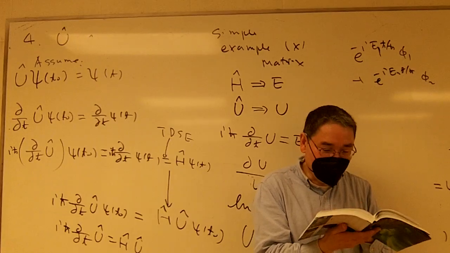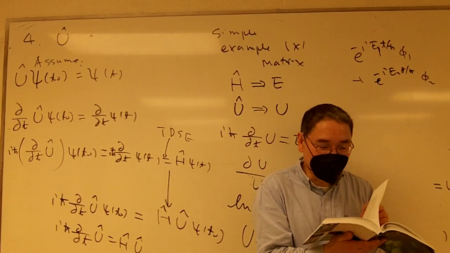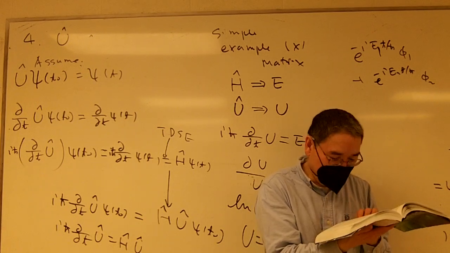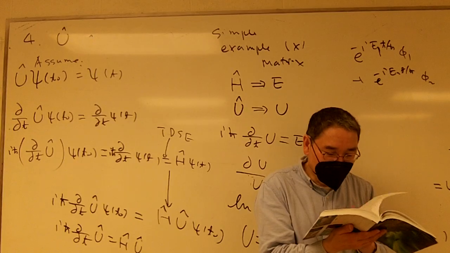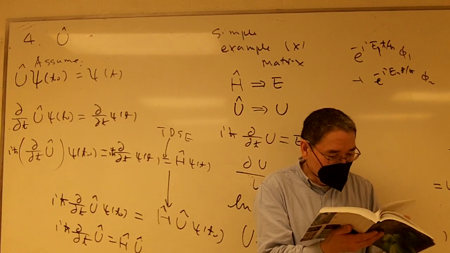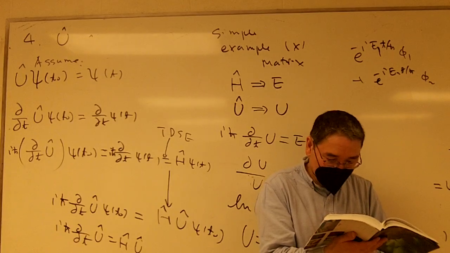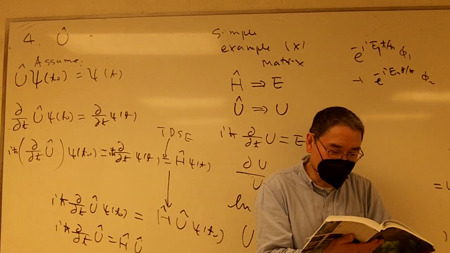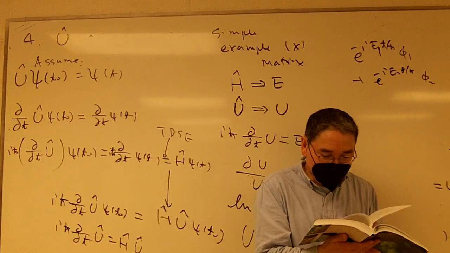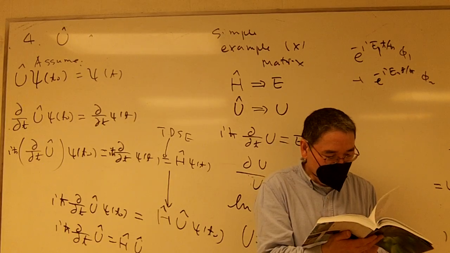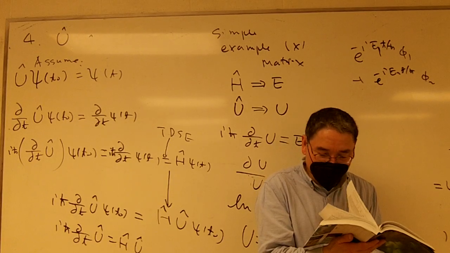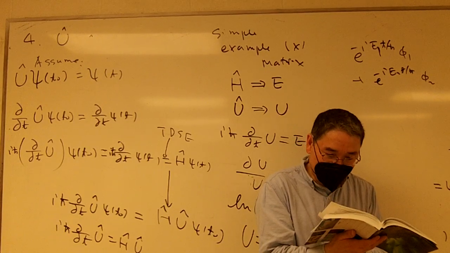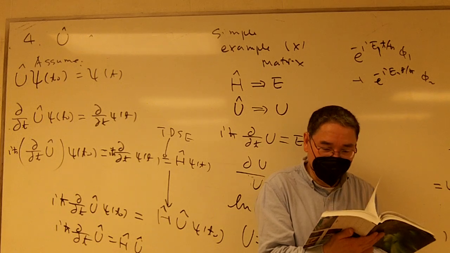Chapter 4. Now I'm going to tell you which pages you need to read. I want you to read from page 93, which is the start of the chapter, all the way up to equation 4.1.11. So again, from page 93 all the way to 97.